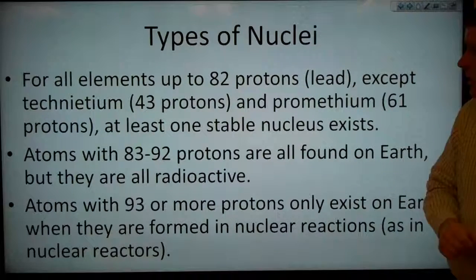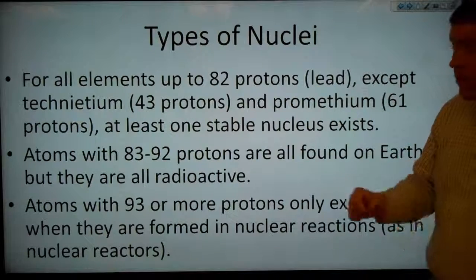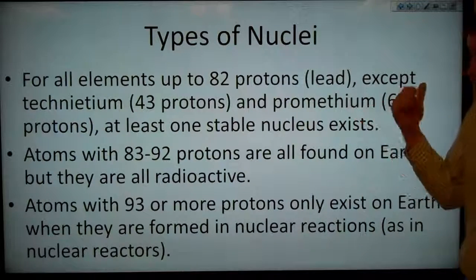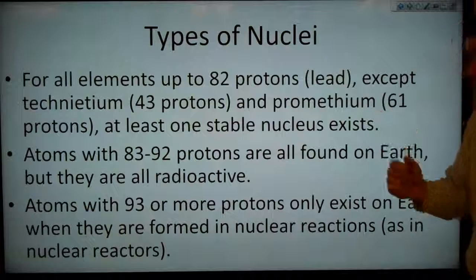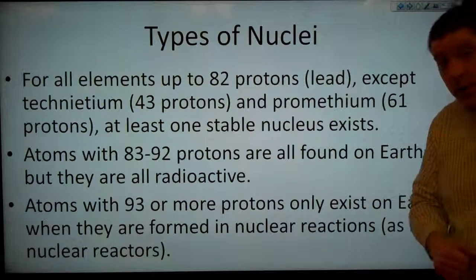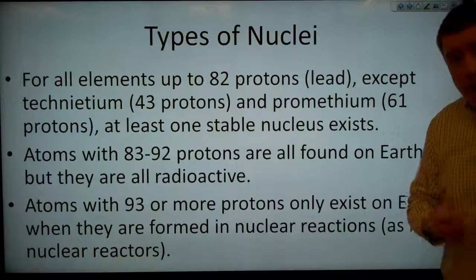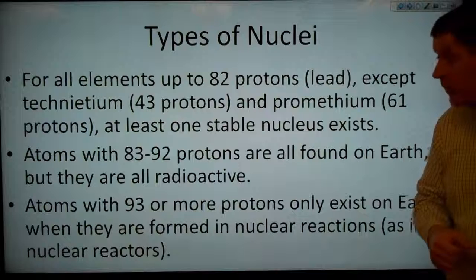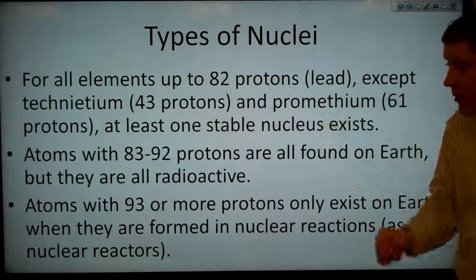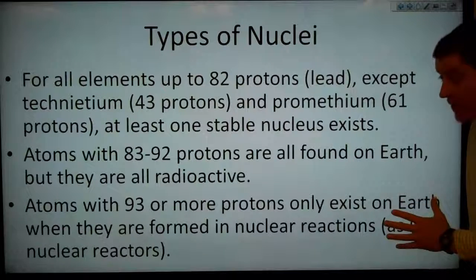Lead has 82 protons. For all elements up to 82 protons except technetium, which has 43 protons, and promethium, which has 61 protons, at least one stable nucleus exists, which means that we see all of those on Earth's surface. Because they're stable, they'll stick around for billions of years, and that means that they can accumulate on the Earth.